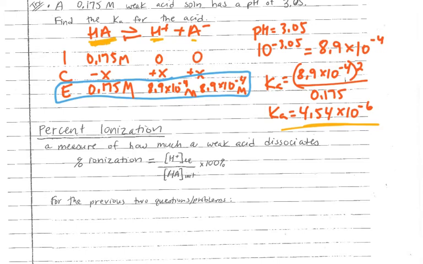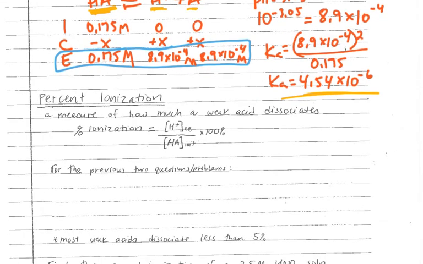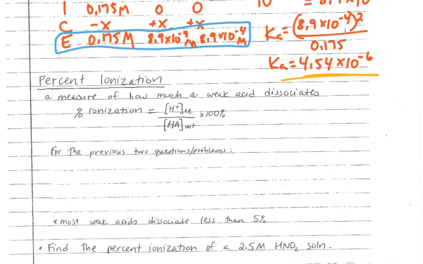What percent of this acid is ionizing, is becoming product? And we can do that as follows. So the percent ionization is the concentration of the hydrogen ions produced at equilibrium divided by the initial concentration of the acid times 100%. All right, and this math is going to seem familiar.